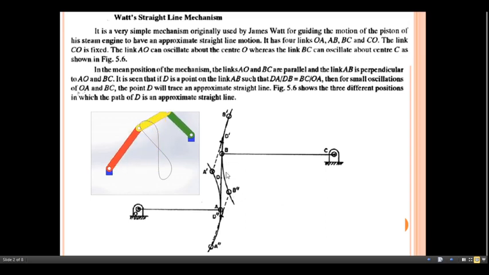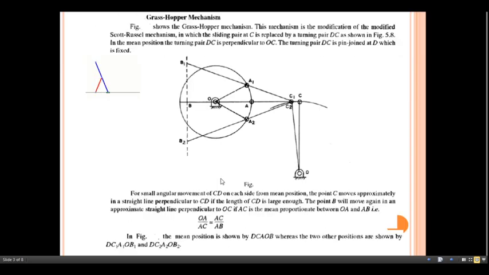Now if you focus on the middle position, D will move from D dash to D, and next from D to D double dash. In this way, you get the approximate straight line by this point D. So this is nothing but the Watt's straight line generating mechanism.